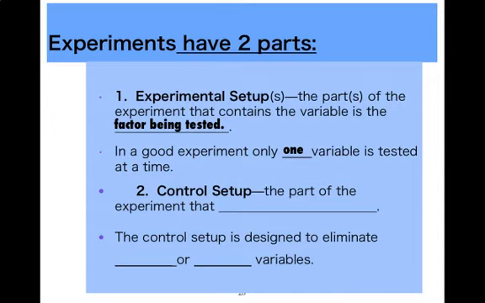The second part of your experiment is the control setup. This is the part of the experiment that does not contain a variable. So we have our experimental setup that is testing whatever factor we are using in our experiment, and then we have the other setup that has none of that variable in it. The control setup is designed to eliminate hidden or unknown variables.